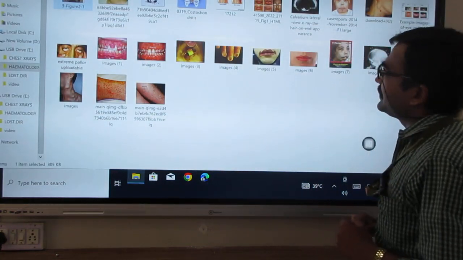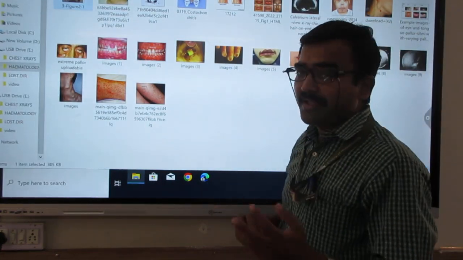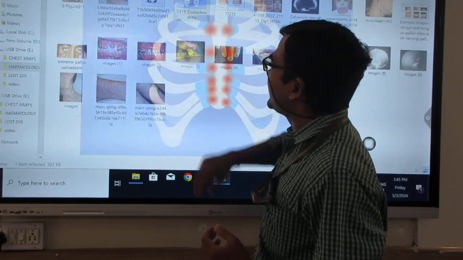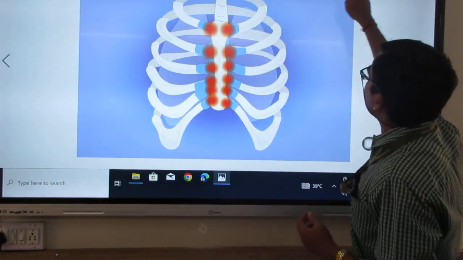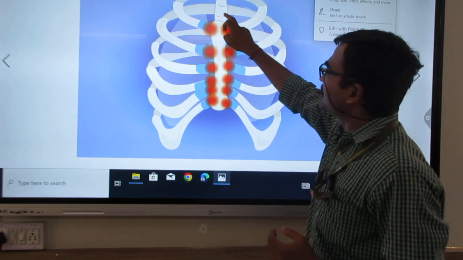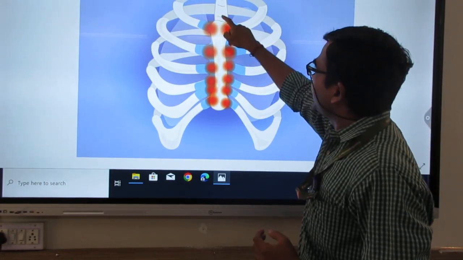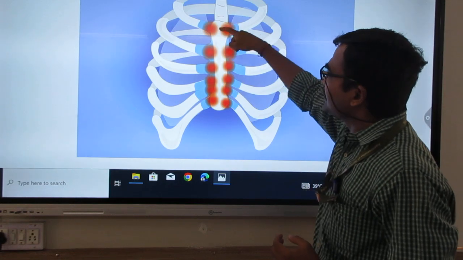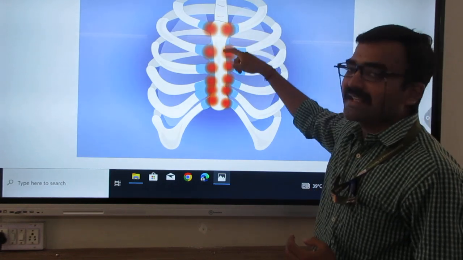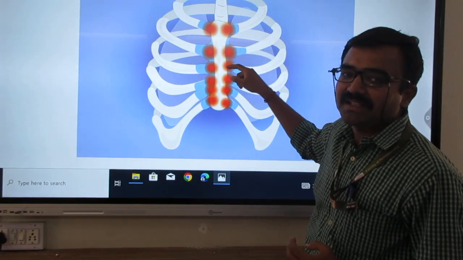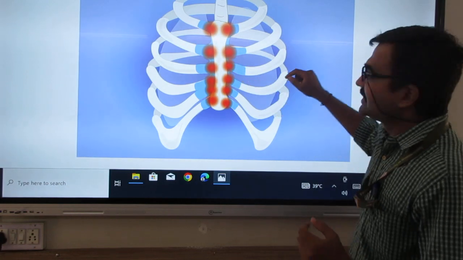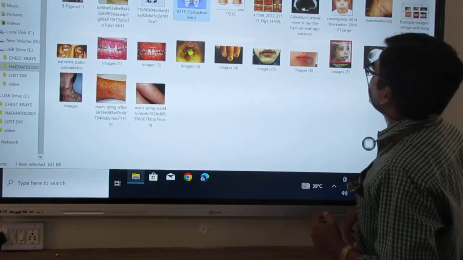Coming to one more sign of hematological diseases, sternal tenderness. See, at this location, at the center of the chest wall, the areas which are marked in red are all the areas of pain in patients. This is bone pain seen in cases of leukemias.